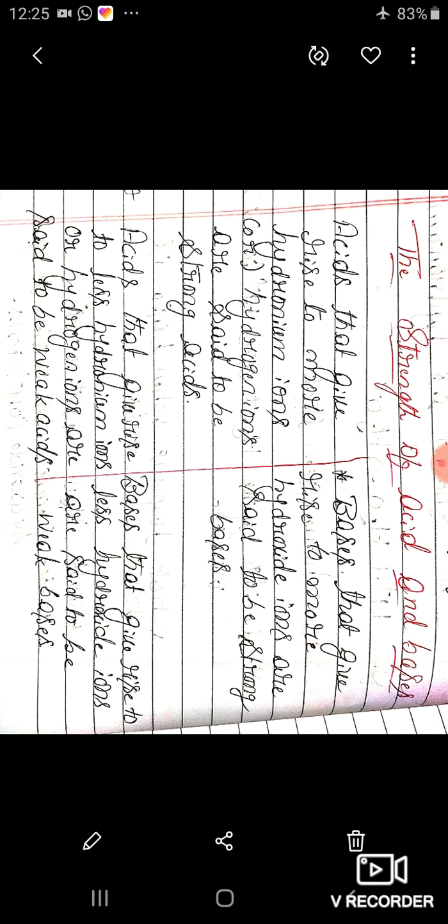Acids that give rise to fewer hydronium ions or hydrogen ions are said to be weak acids. But bases that give rise to fewer hydroxide ions are said to be weak bases.